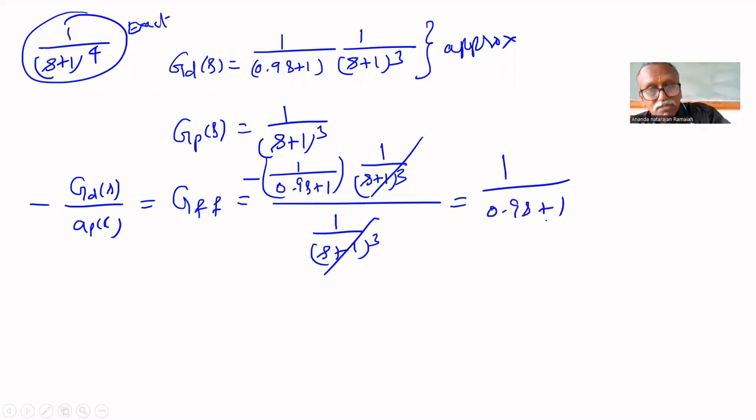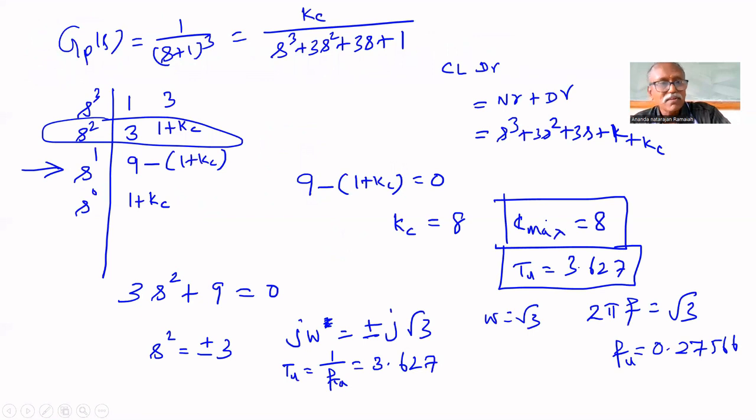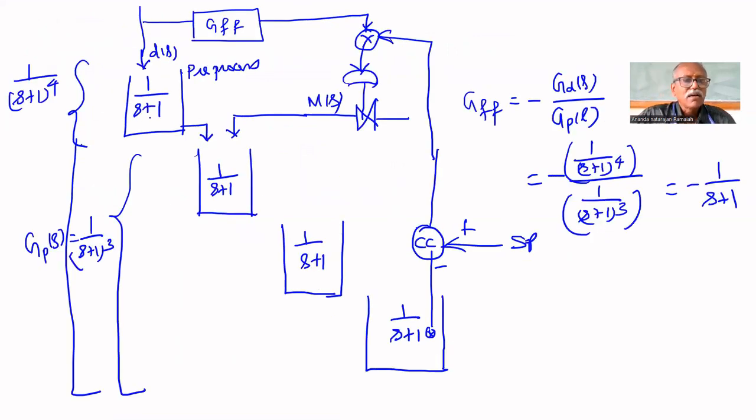But the real disturbance model, if you see, has 4 tanks in series. Each one is S plus 1. We modeled this as 1 by 0.9 S plus 1. That is the error in that modeling. The actual model is 1 by S plus 1 to the power 4, but we modeled it as 1 by 0.9 S plus 1. That's why the feed-forward controller we got is 1 by 0.9 S plus 1.